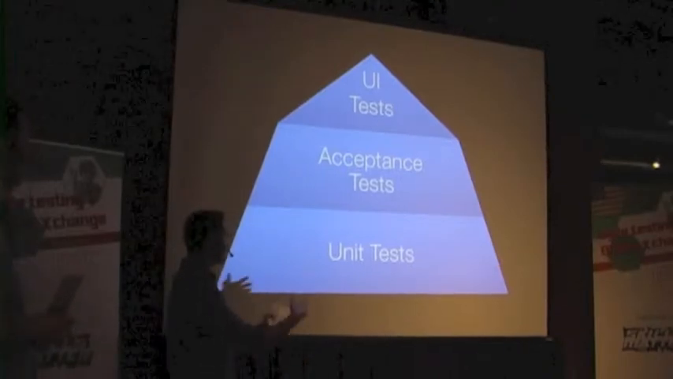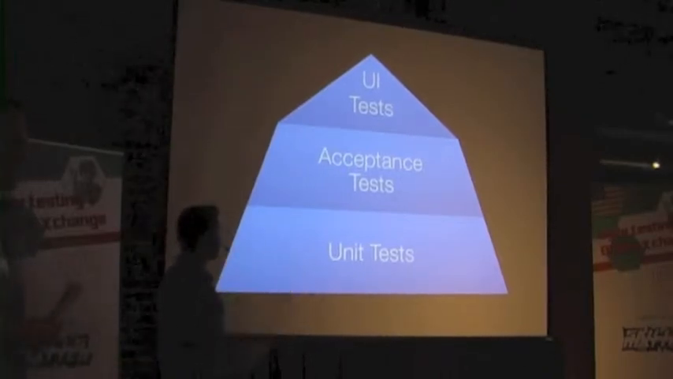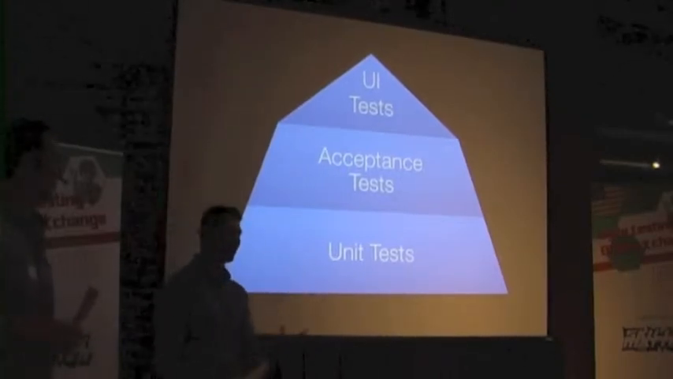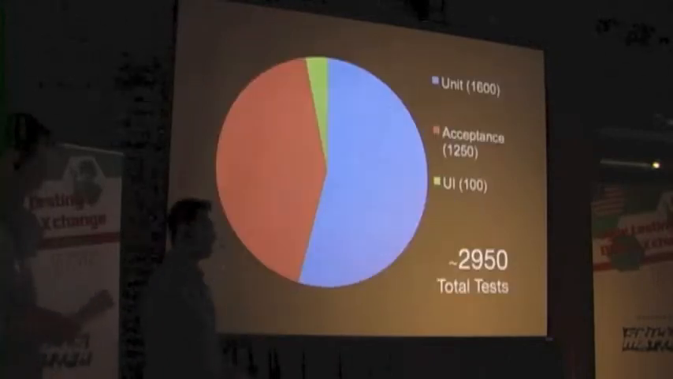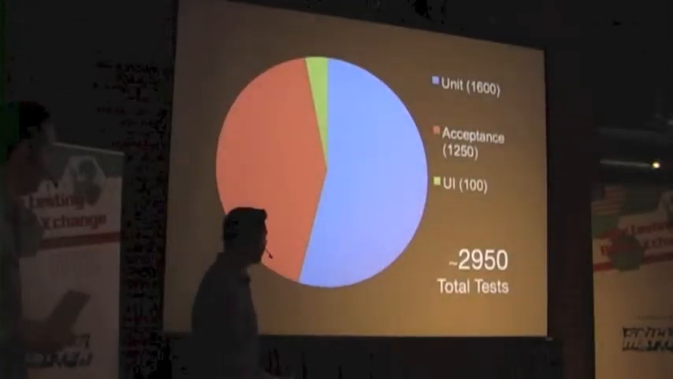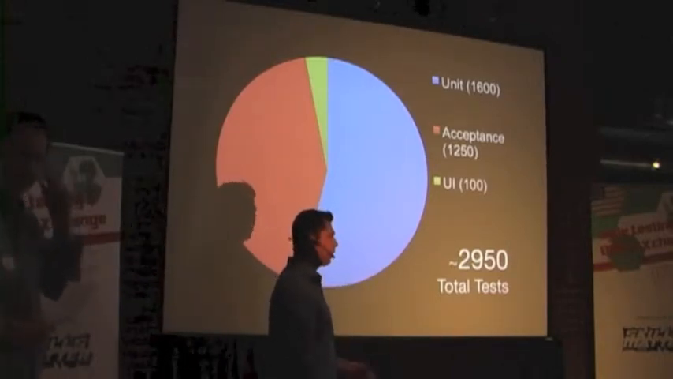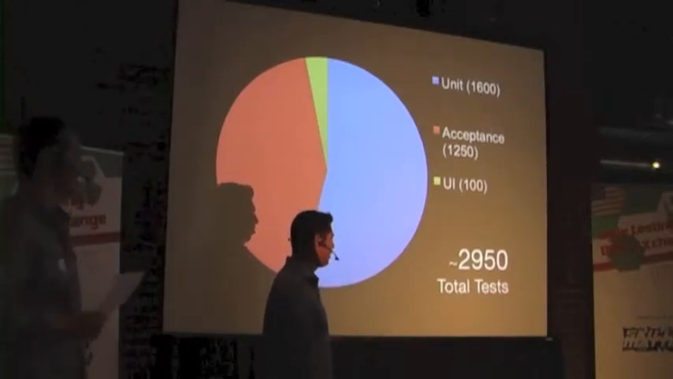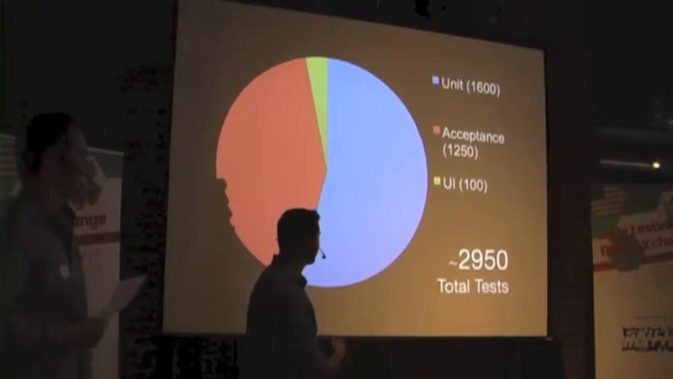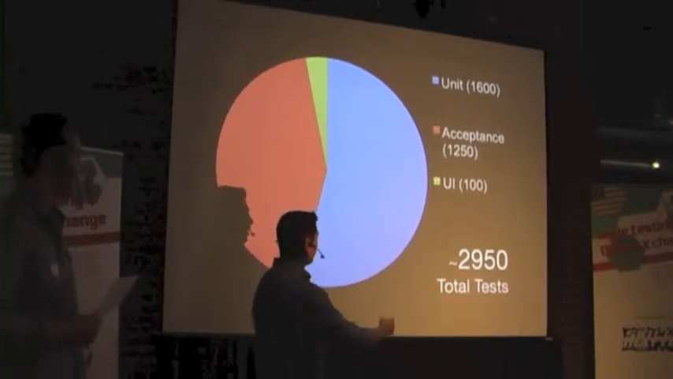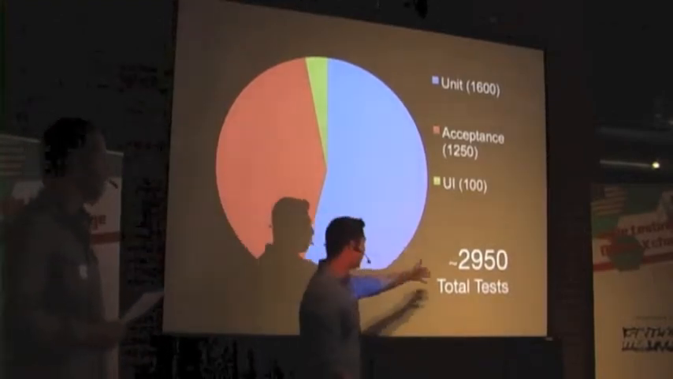So this was a little bit of a skewed version of a pyramid for us in our project. These are some of the actual stats that we are showing here. We were out there for more than a year, like 15, 16 months, I guess. So these are the number of tests that we had.